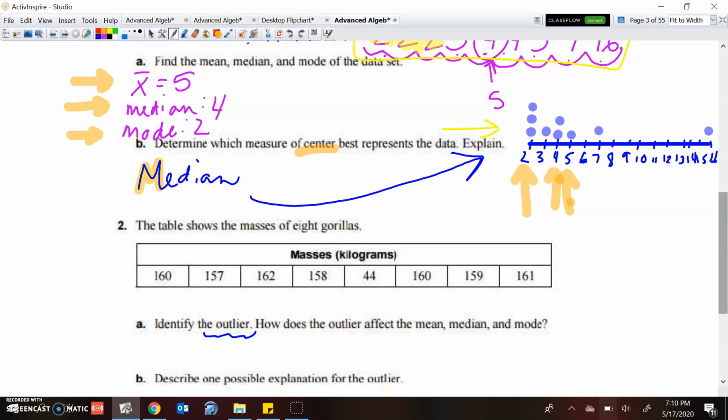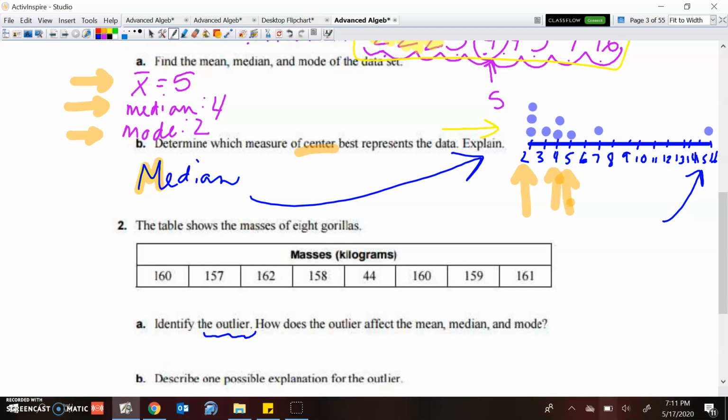Now, there's actually a specific formula for determining whether or not something is an outlier, but for our purposes right here, as long as there's something that's extremely far away, like in this case, 16 was pretty far away, we're not going to worry about the formula. We're just going to consider that to be the concept of what an outlier is, okay?